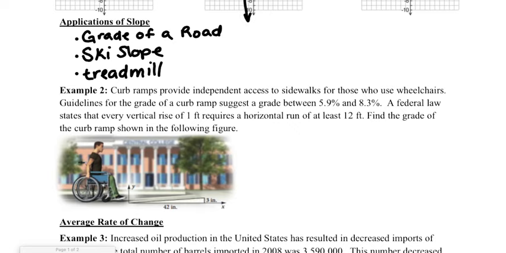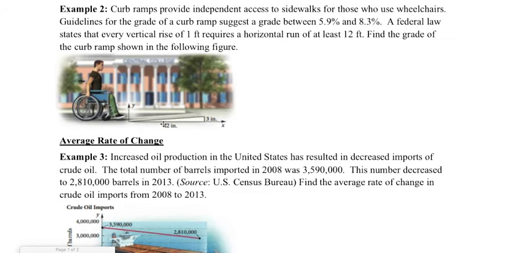So let's go ahead and look at some word problems here. A curb ramp provides independent access to sidewalks for those who have wheelchairs. Guidelines for the grade of a curb ramp suggest a grade between 5.9% and 8.3%. A federal law states that every vertical rise of 1 foot requires a horizontal run of at least 12 feet. We want to find the grade of the curb ramp shown in the following figure.